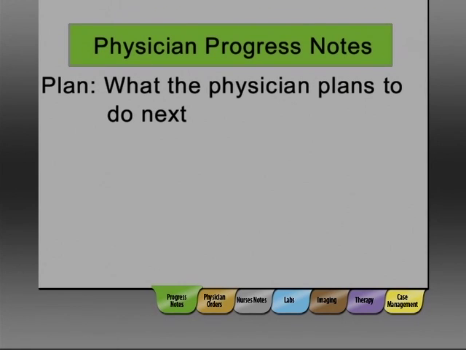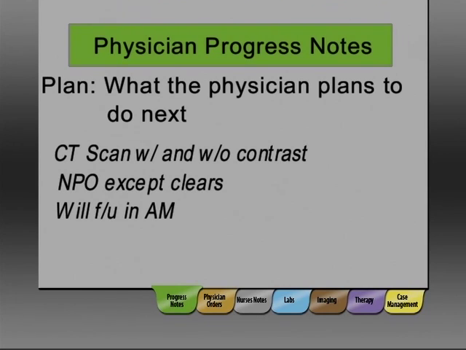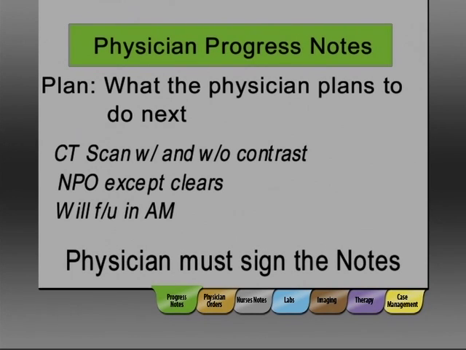P equals plan, which is where the physician identifies what they plan to do next. In this case, the physician plans a CT scan with and without contrast, NPO, which means nothing per os, which means nothing by mouth, and will follow up in the morning. The physician must sign the note.